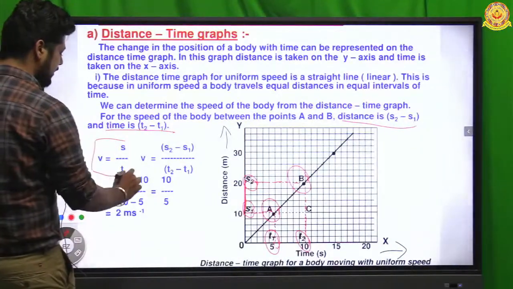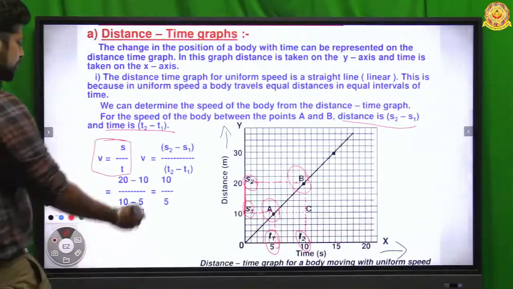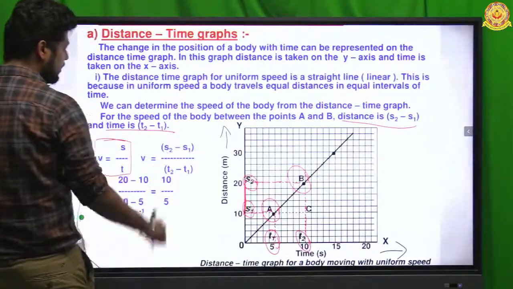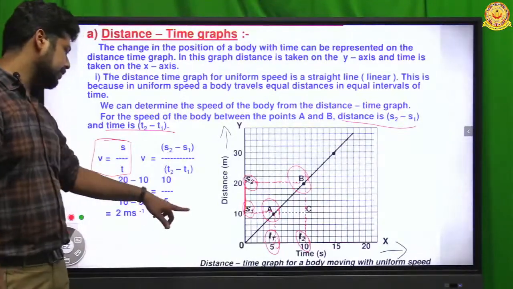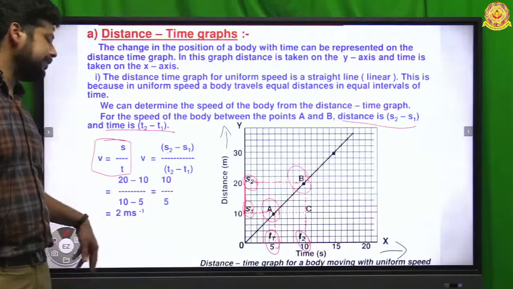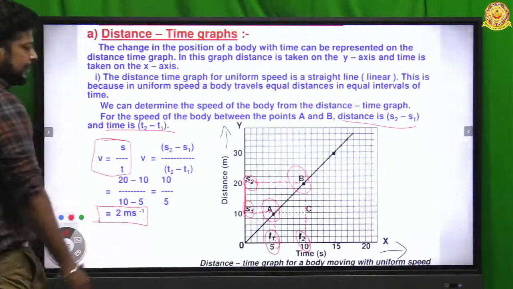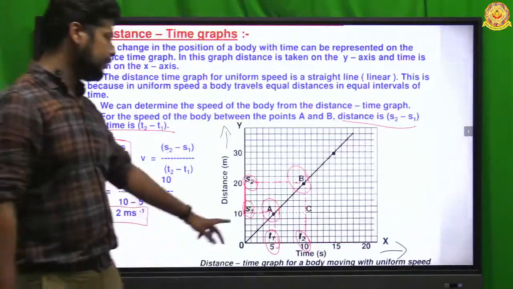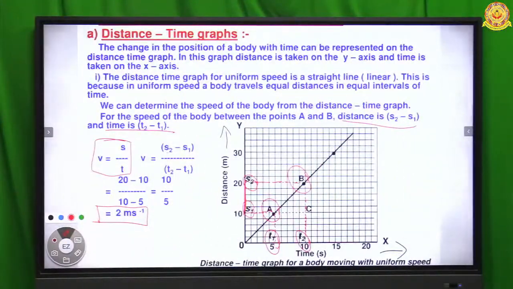Right now we have studied that speed equals distance upon time. Distance is s2 minus s1, time is t2 minus t1. So s2 is 20, s1 is 10, t2 is 10, t1 is 5, so 10 upon 5 gives 2 meters per second, which is the speed of that object between A and B. From A to B, the speed of that object is 2 meters per second.